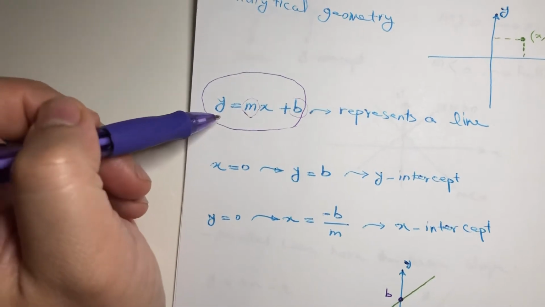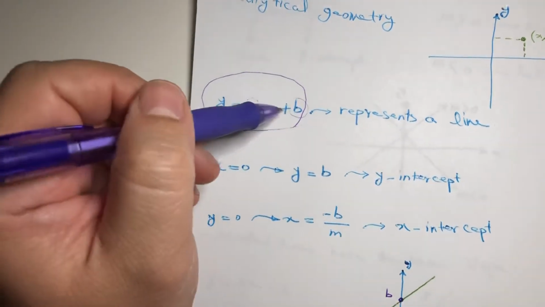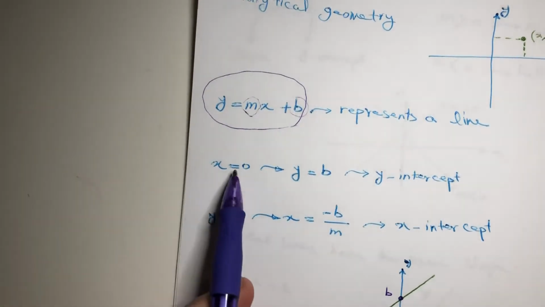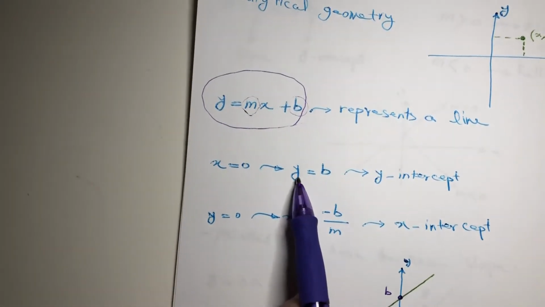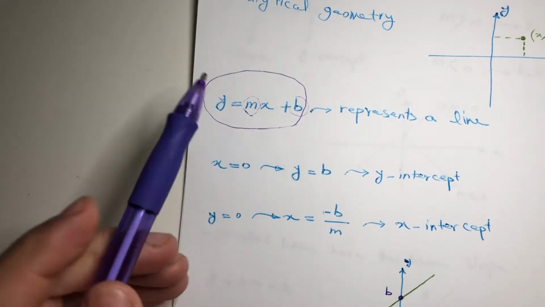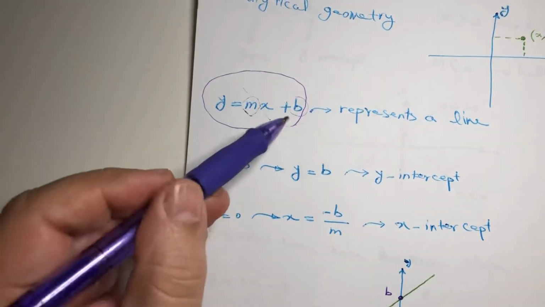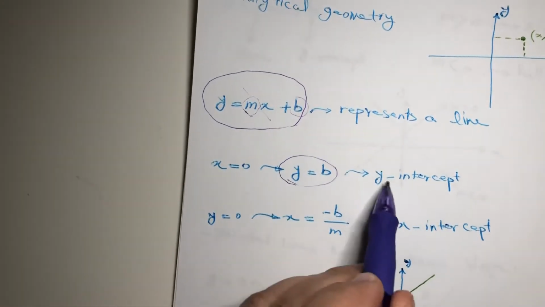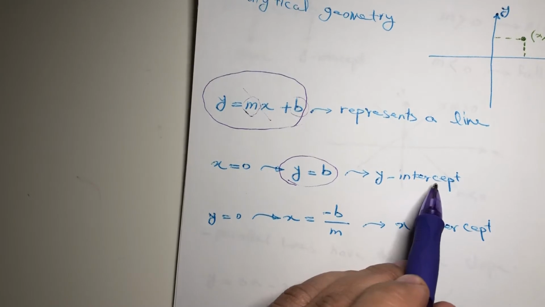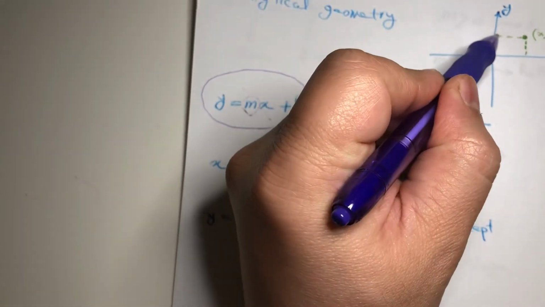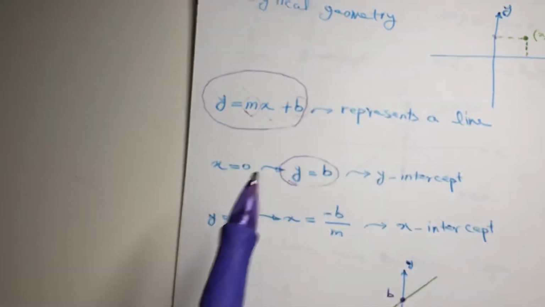If you have a line equation, in order to find the y-intercept, you need to put x as 0. Then you can find the y-intercept. So here, if you put x equal to 0, then this term will be 0 and y equals b, right? y equals b is the y-intercept. In other words, it is the point where the line intercepts the y-axis.